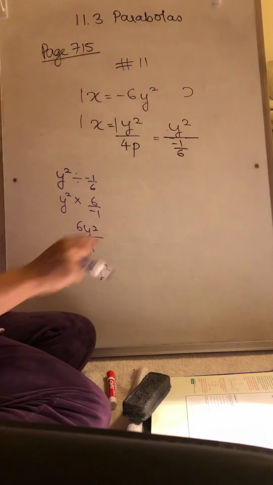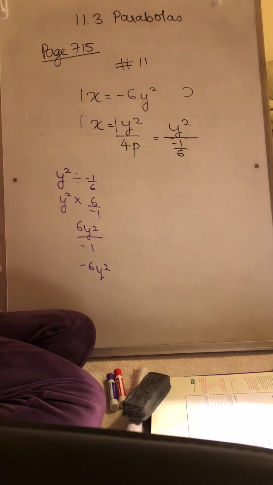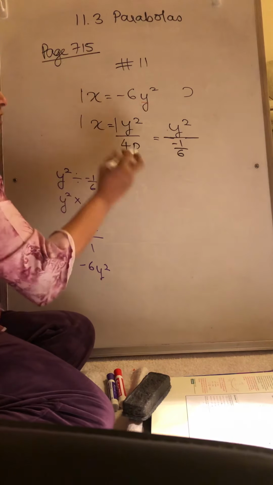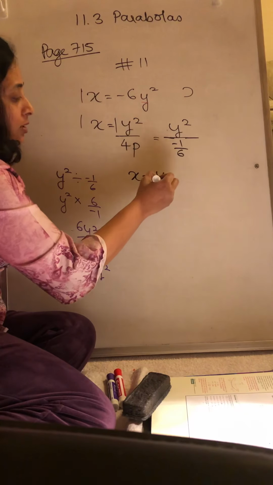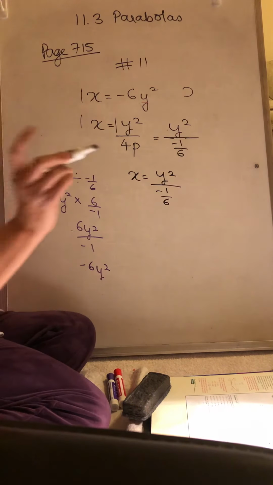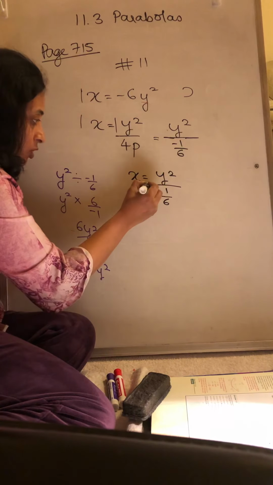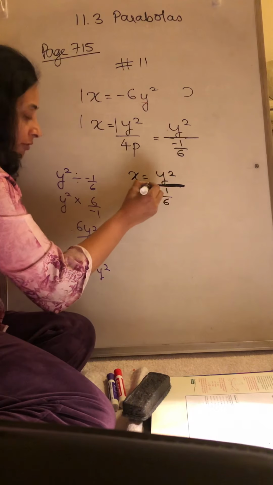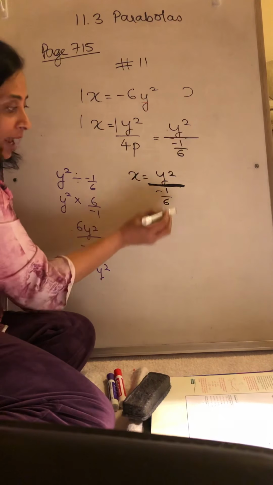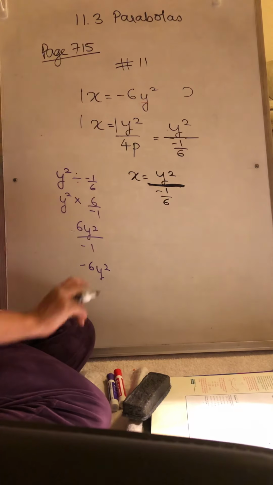So this is y square over negative 1 over 6. And now I have my problem in the desired form, which is x equals y square over negative 1 over 6. Make sure you don't make both these lines the same length. One of them is dominant. This is the main fraction, right? In a composite fraction, one has to be dominant. This is your main fraction and this is your little one.